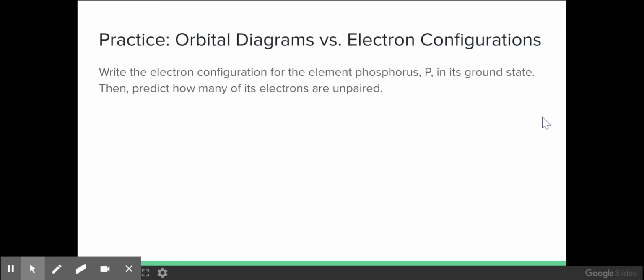So let's do a quick warm-up. Let's see how much we remember in terms of orbital diagrams and electron configurations. So write the electron configuration for the element phosphorus in its ground state. What does ground state mean? It just means it's normal electron configuration, because remember, those electrons can be excited to higher energy orbitals. Then predict how many of its electrons are unpaired. Well, that's something you need to do by drawing an orbital diagram. So try to do those 2 things. I'll give you a second to pause the video.